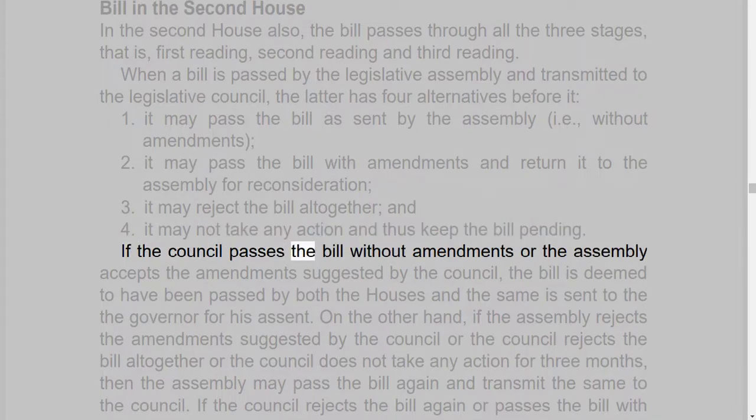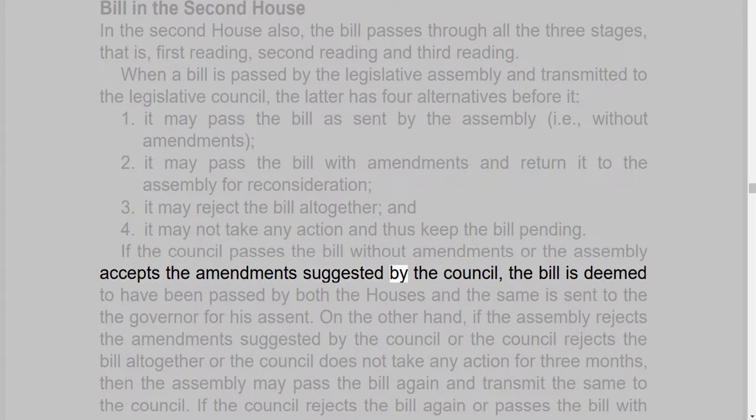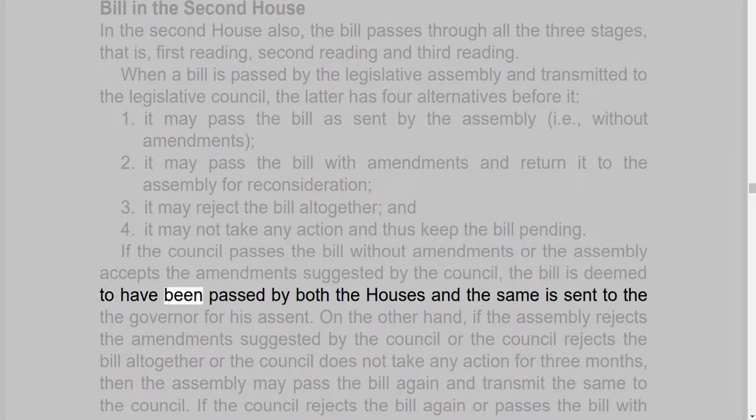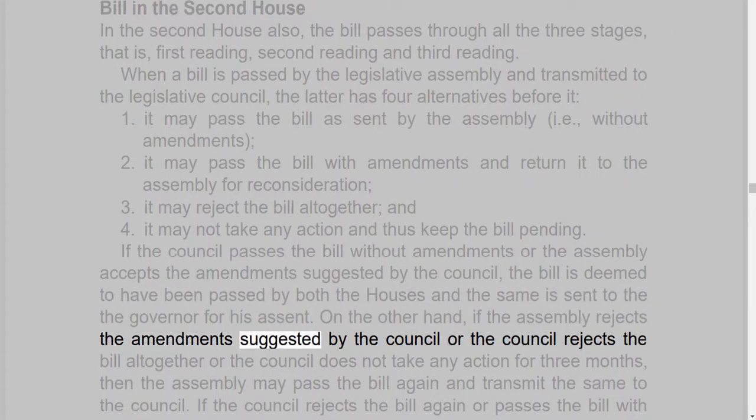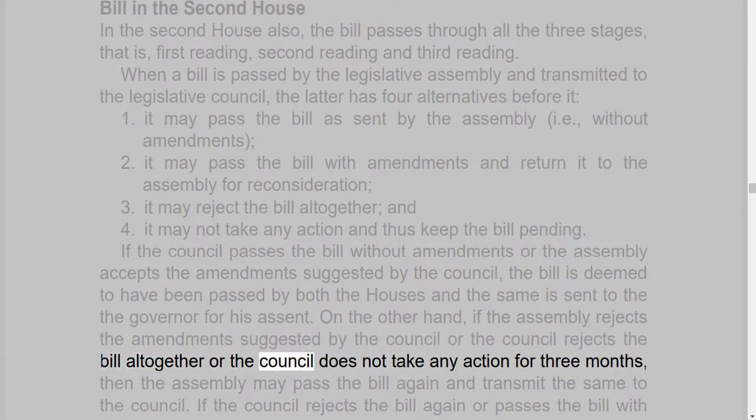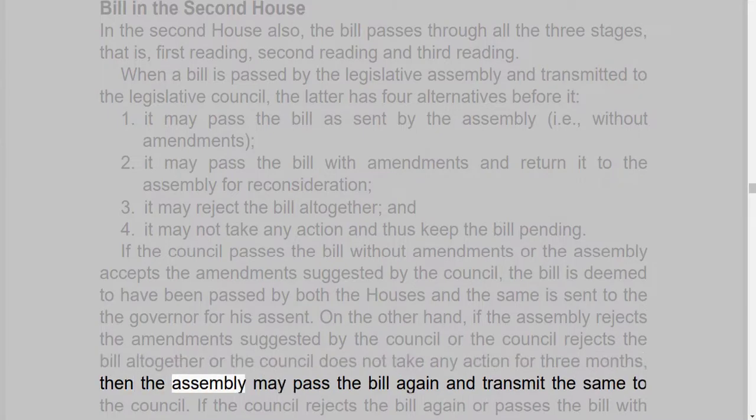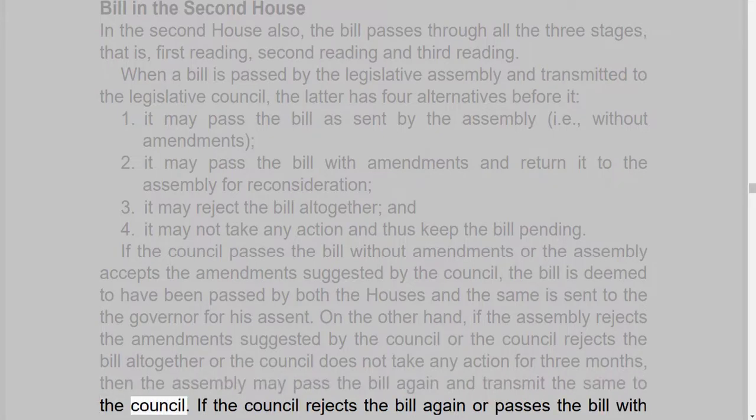If the Council passes the bill without amendments or the Assembly accepts the amendments suggested by the Council, the bill is deemed to have been passed by both the Houses and the same is sent to the Governor for his assent. On the other hand, if the Assembly rejects the amendments suggested by the Council or the Council rejects the bill altogether or the Council does not take any action for 3 months, then the Assembly may pass the bill again and transmit the same to the Council.